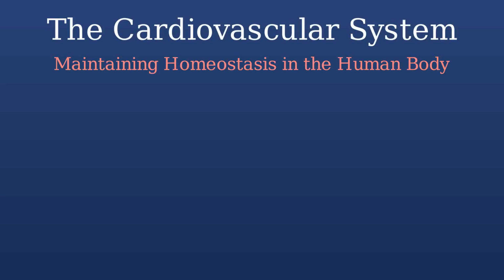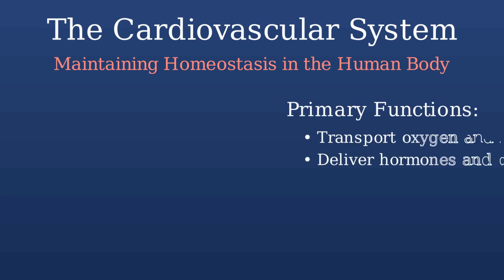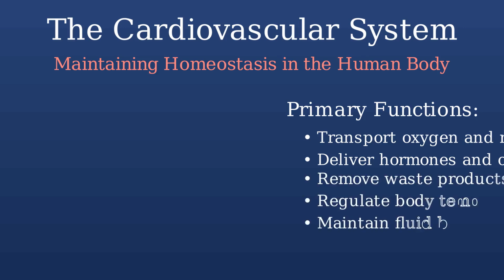The cardiovascular system is essential for maintaining homeostasis in the human body. Its primary functions include transporting oxygen and nutrients to cells, delivering hormones and other vital substances throughout the body. The system also removes waste products like carbon dioxide, helps regulate body temperature, and maintains fluid balance.